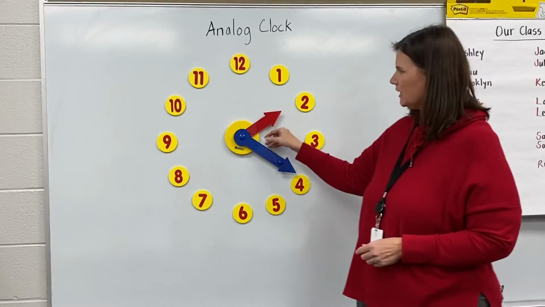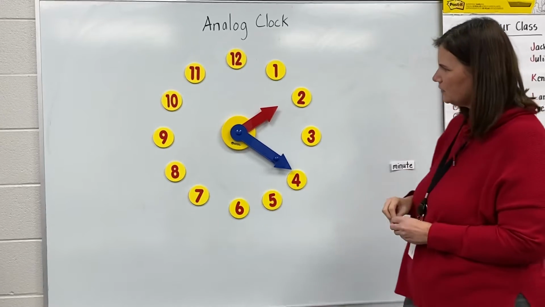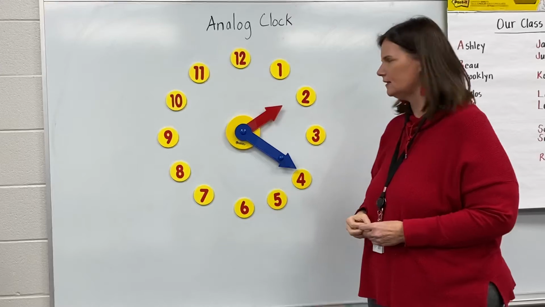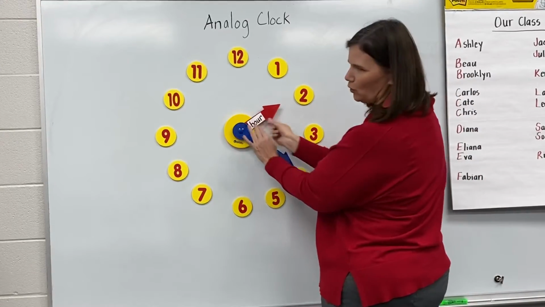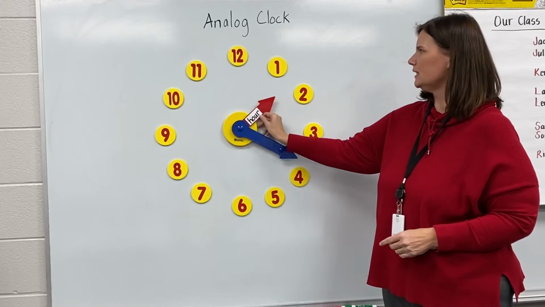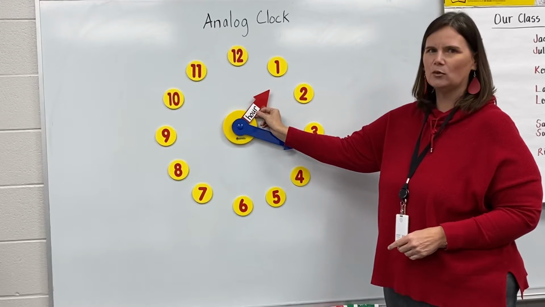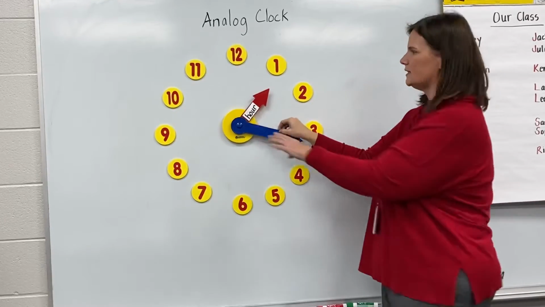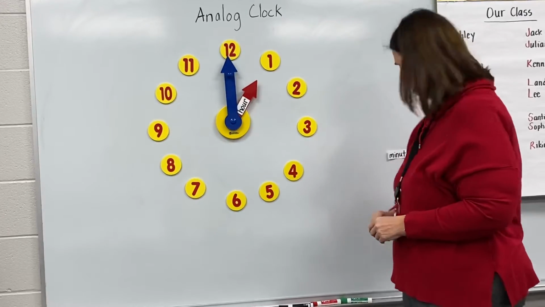So I know that we have been exploring hours. So which one of these hands do you think is the hour hand? That's right, it's the shorter one. This is the hour hand. So when it points to one of these numbers, I know what hour it is. So if it's pointing to the 1, what time is it? That's right, it's 1 o'clock.